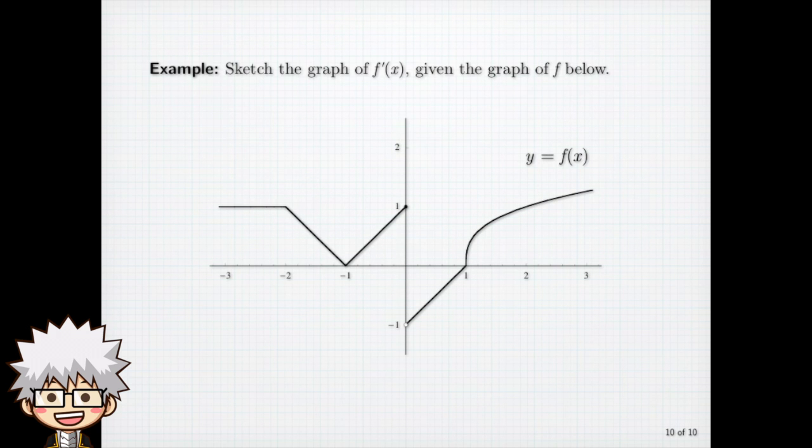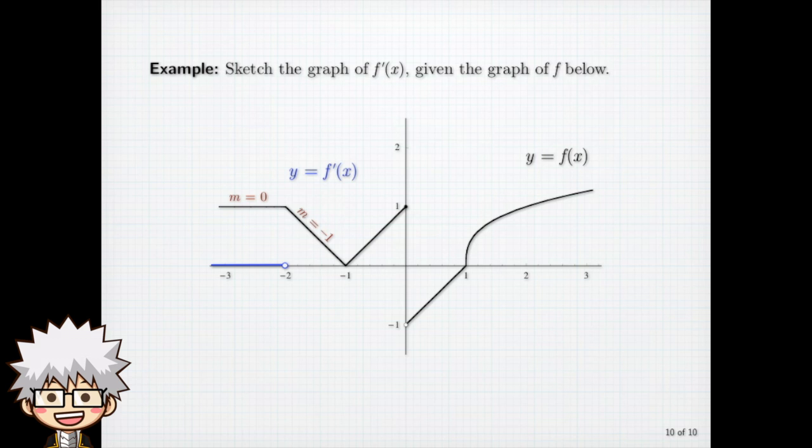Example. Let's sketch the graph of f prime of x, given the graph of f below. Now we'll work from left to right here. Notice that the graph has a horizontal piece, which extends up to x equals minus 2. So the graph of the derivative for x less than minus 2 will simply be that of the constant function 0. Also, since there's a corner point on the graph of f at x equals minus 2, the derivative at minus 2 cannot exist.